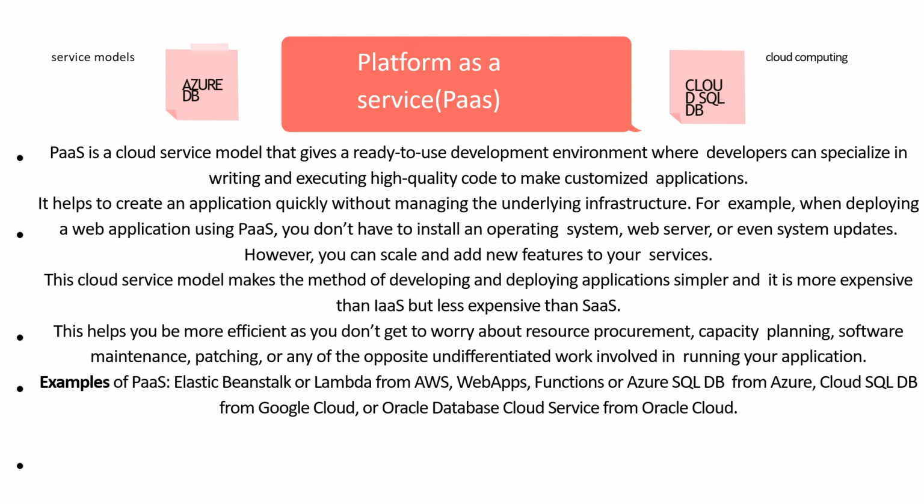This helps you be more efficient as you don't have to worry about resource procurement, capacity planning, software maintenance, patching, or any of the other undifferentiated work involved in running your application. Its examples are web apps, Lambda from AWS, Functions on Azure, SQL DB from Azure, Cloud SQL DB from Google Cloud, or Oracle Database.